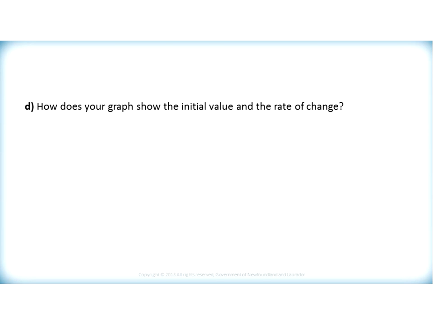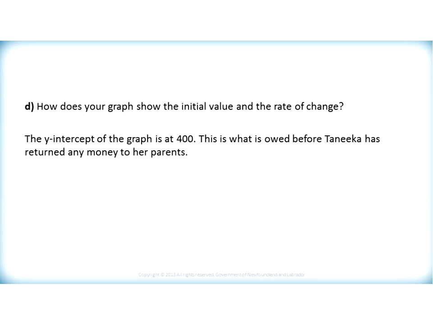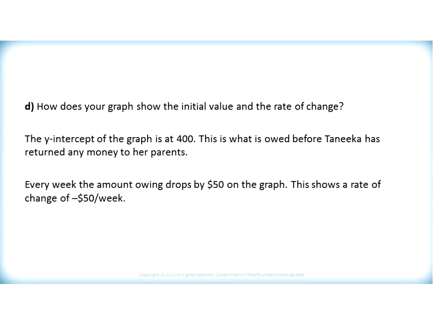How does your graph show the initial value and the rate of change? Well, in the graph, we saw that the y-intercept is at 400. This is what is owed before Tanika has returned any money to her parents. That is the initial amount of money that is owed. And the rate of change, we could see that every week the amount owing to her parents goes down or is reduced by $50. This shows a rate of change of negative $50 a week.